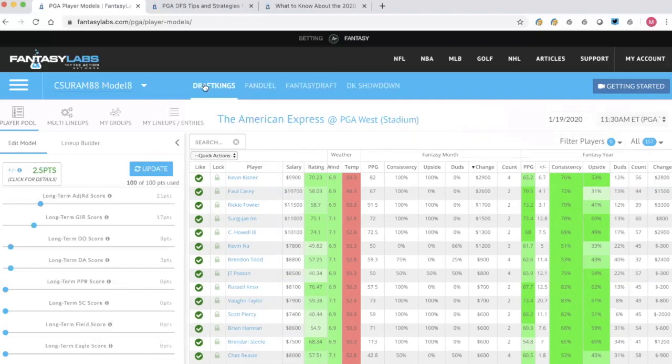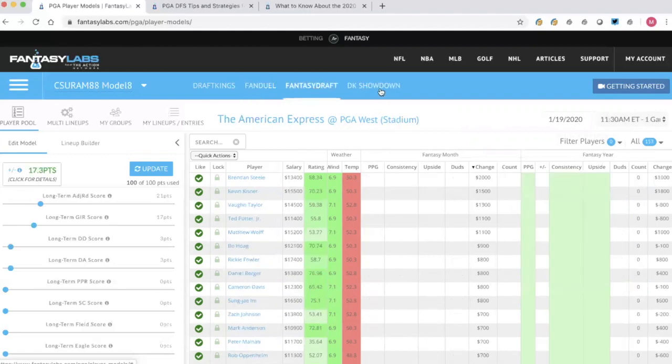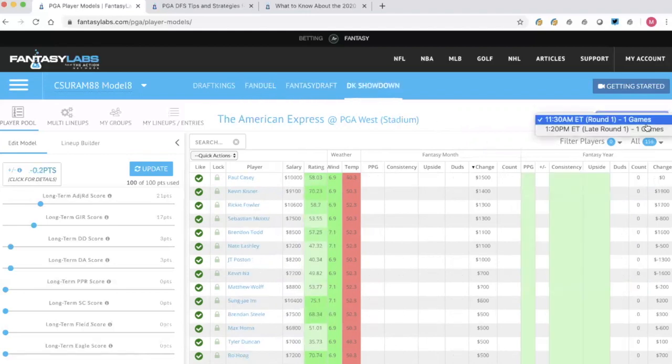And again, we have all of these models available for DraftKings, FanDuel, Fantasy Draft, and if you want to play the Showdown format as well. Right now, you can do round 1 or even late round 1 on DraftKings. And as the tournament progresses, you can do weekend and round 2, 3, 4, etc.